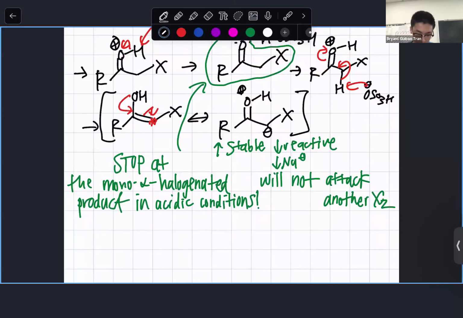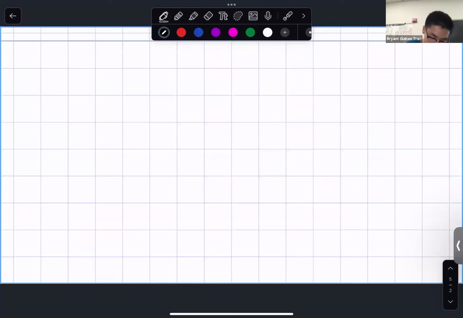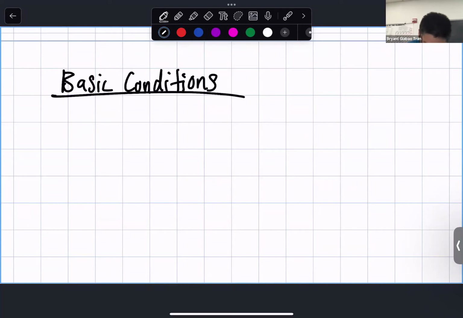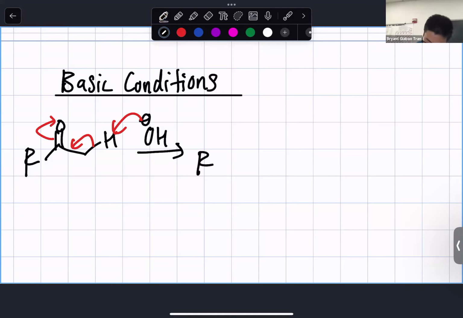Okay, so now let's do the basic conditions mechanism where we do poly-halogenation at the alpha carbon. Let's bring in that same ketone. And this time we are in basic conditions. So let's say we have that strong base hydroxide ion. What that would do is form an enolate ion right away, right? By deprotonating that hydrogen, forming an alkene there and popping this double bond onto that oxygen there, which will give that oxygen a negative charge and an alkene there. Right?